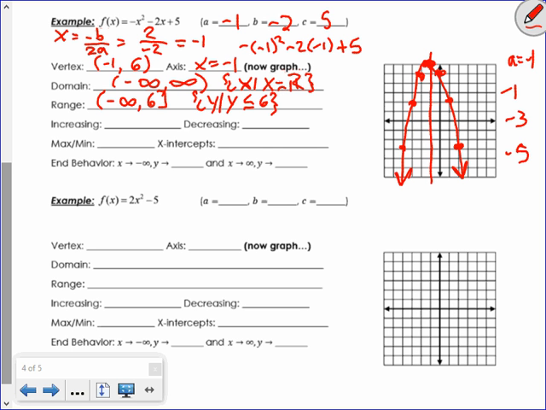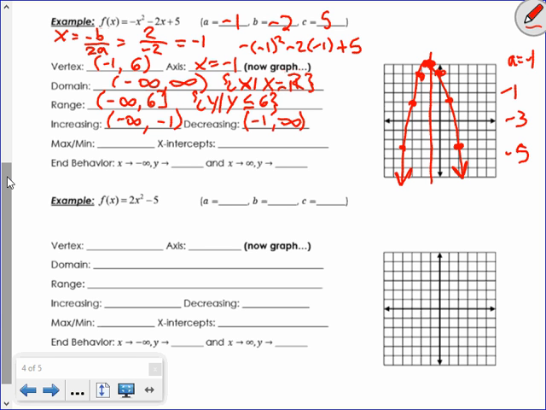Alright, then remember increase, decrease. That's going to start on one side of your graph, come up to the axis, and then from the axis to the other side of the graph. So am I increasing or decreasing on this side? The left side. Increasing. So where do I start increasing? -infinity. And then I stop at the axis. What number is the axis? -1. And then decreasing from where to where? -1.